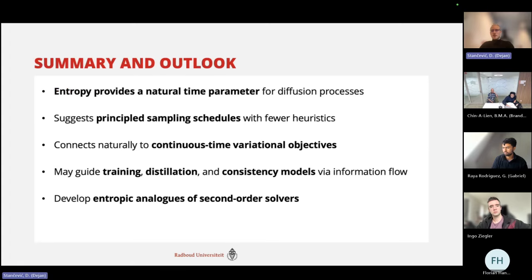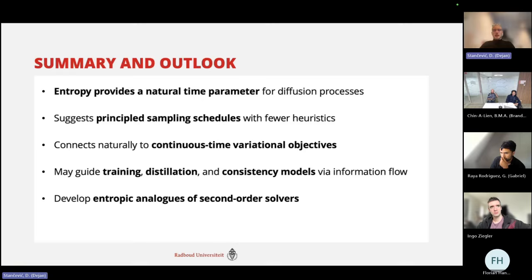To summarize what we did in our paper, we introduced entropic time, and we argue that it provides a natural time parameter for diffusion processes. Since the time parameter is not really unique and well defined, you can choose whatever you want, and we are saying you should probably use entropy or rescaled entropy, because conditional entropy blows up for continuous data. We suggest a principled sampling schedule that depends on your data set. We notice that it connects naturally to several quantities that show up throughout the diffusion literature, one of them being the continuous time variational objective. Interesting future directions, or current directions, is that entropy might be used to guide the training or distillation of diffusion models.